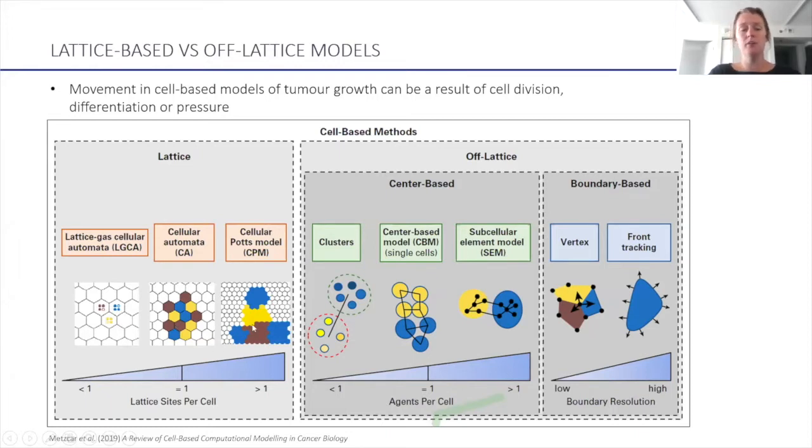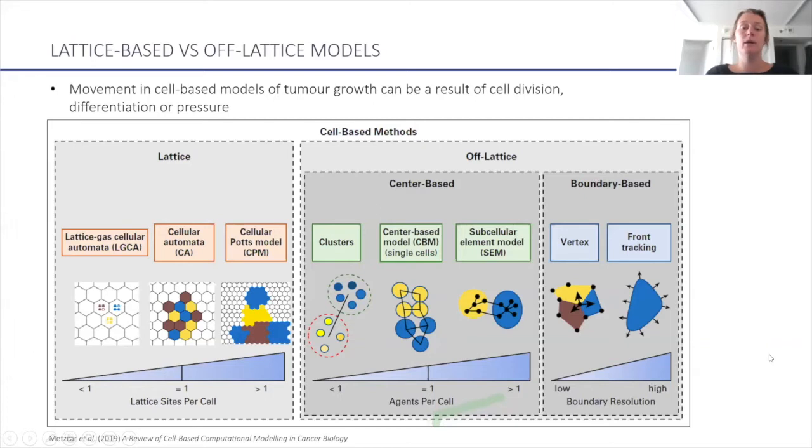The cellular Potts model is just an extension of cellular automata. Instead of every point being inhabited by a cell, you have a cell inhabiting multiple points in the lattice. You can see this here, this blue cell is on multiple lattice points. The advantage is that it really allows us to capture cell morphology across the lattice. So these are on-lattice agent-based models or cell-based models.